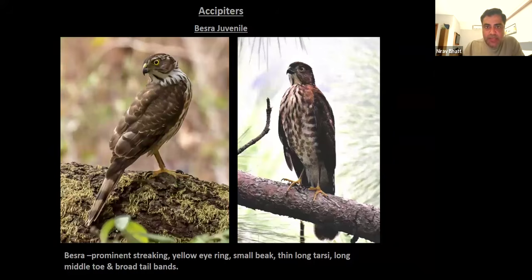Some more comparisons once again. We'll see Besra, juveniles. It also comes in some variable plumages, but what we need to see is yellow eye ring, small beak, prominent gala stripe, short primary projection, and broad tail bands is what we see here. Also thin tarsi here. Once again here, prominent gala stripe, small beak, yellow eye ring, very thin tarsi, and long central toe. Middle toe, it's very long, and broad tail bands, square tail. Okay, I've used the same words again and again so that you are focusing on what is the correct way to say it.